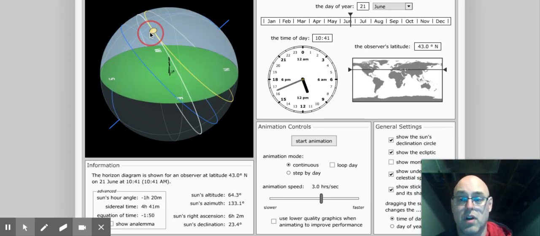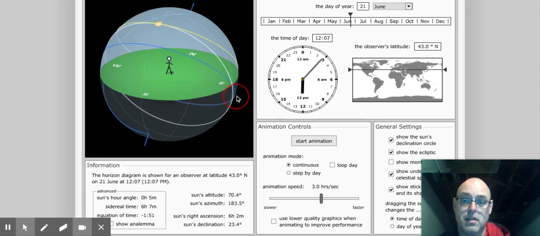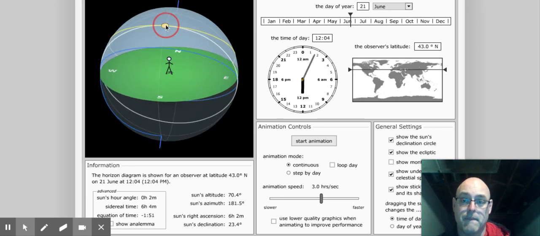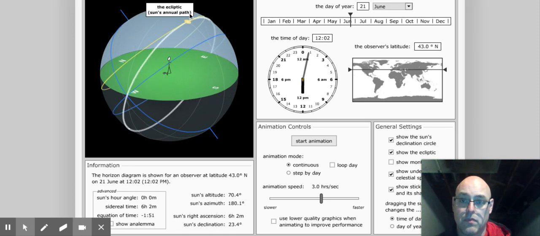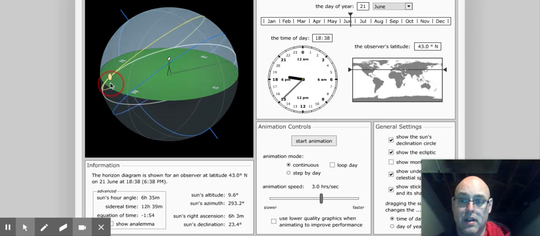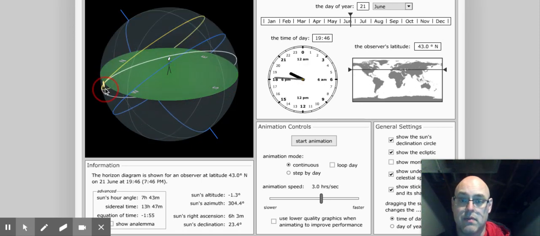Then move it across to our solar noon time, just a little bit past that. There is our sun's altitude, 70.4. And I'll bring it down to sunset, about right there. Then you can record your numbers.